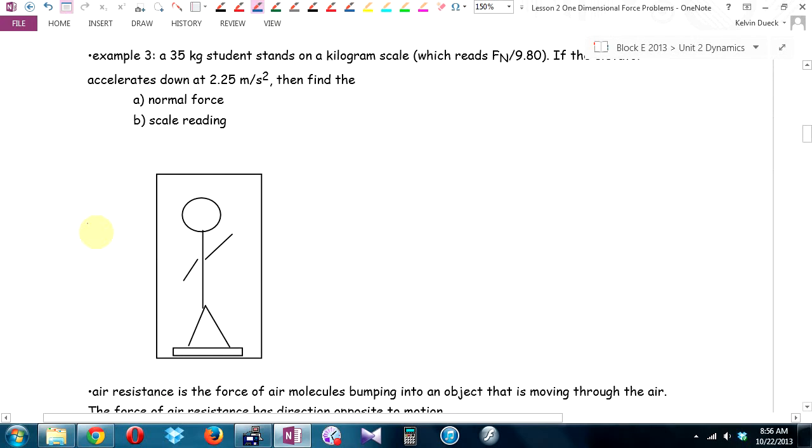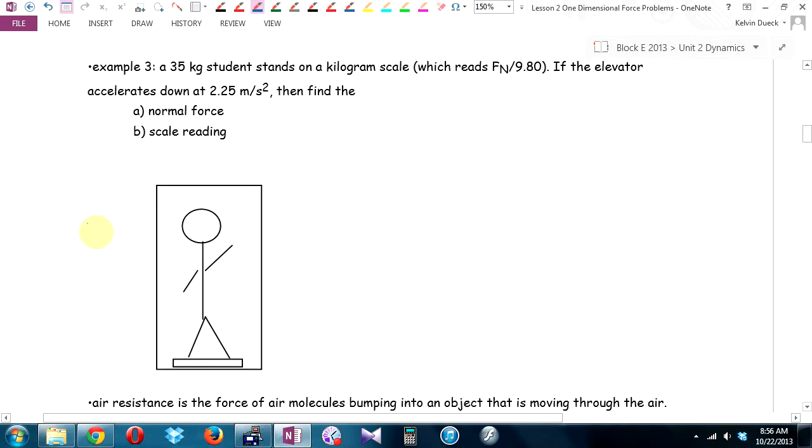Example 3. A 35 kilogram student stands on a kilogram scale. Now, if we want an answer from a scale in kilograms, how do we go from kilograms on a scale if we know the normal force? We take the normal force and we divide it by 9.8. To go from newtons to kilograms, divide by 9.8. To go from kilograms back to newtons, times by 9.8. That's how scales are calibrated. Kilograms are literally the force of gravity divided by 9.8.